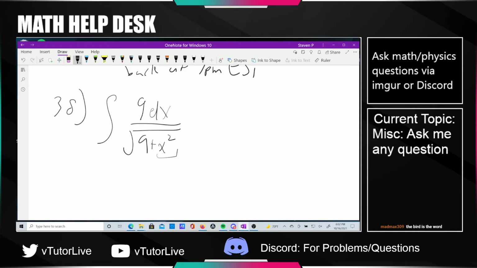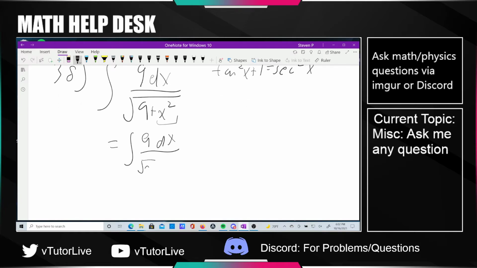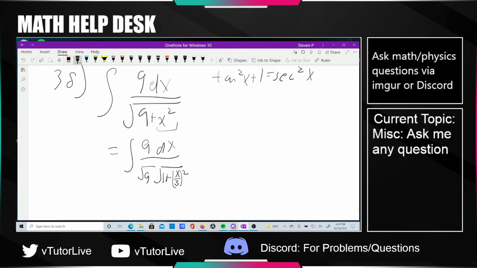But anyways, the identity here is, as before, tan squared of x plus 1 is equal to secant squared of x. So what we're hoping to get is, okay, the first time we do this, let's write this out really carefully to make it clear what we're doing. If we write this out as root 9 times root of 1 plus x over 3 squared. You see why I did this? I just separated out the 9, right? If you put the 9 back in here, it would turn back into exactly the same thing.